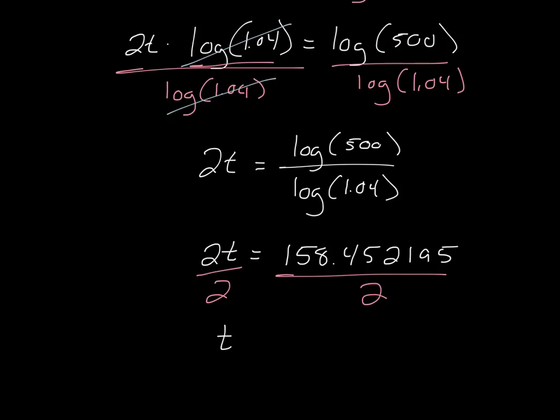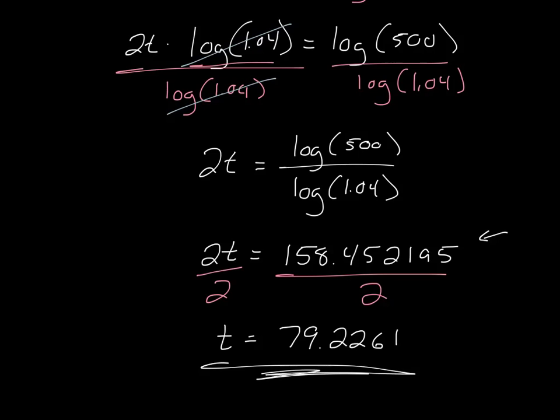One pro level move, by the way, is I'm not going to retype this ugly number into my calculator. I have it currently showing, and I'm just going to type divided by 2, and my calculator will know that I'm trying to divide that number by 2. So I'm letting my calculator remember that crazy number for me. And my calculator gives me that number divided by 2 is 79.2261.